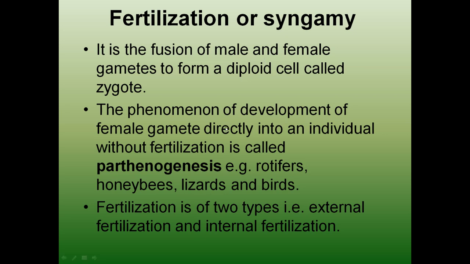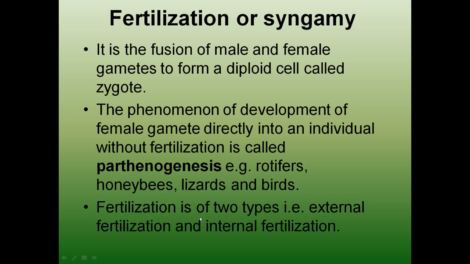In some organisms like rotifers, honeybees, lizards, and birds, the unfertilized egg is going to give rise to the full-fledged young one or the mature one. So the unfertilized egg, or the female gamete, has the capacity to give rise to the young one without any fertilization. This is a very, very important point. Without fertilization, the female gamete gives rise to the young one. The examples are very, very important from CBSE point of view. These are rotifers, honeybees, lizards, and birds.